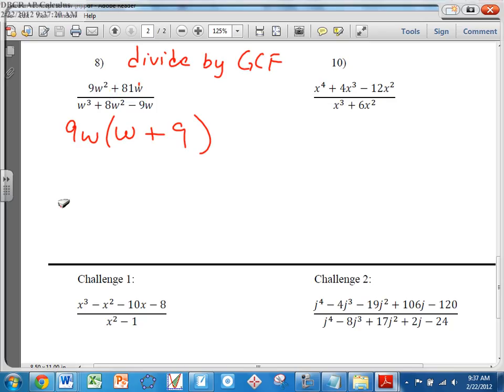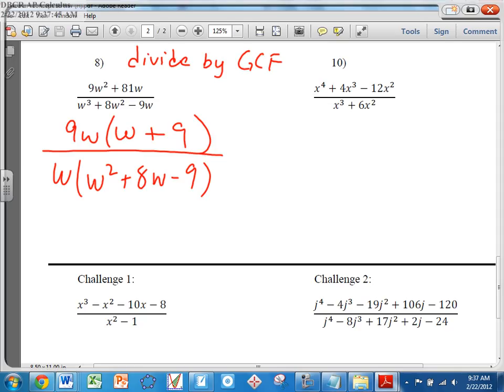Denominator, what's the GCF in the denominator? 9. No. W. What's in everything? W. Just the W. Again, look at the denominator. It looks like there's an 8 and there's a 9. What might be the factors of that? But all I care about is the W that's there. The W is the one that's important. It's in every term. And notice my W will cancel with the numerator. I'm left with W squared plus 8W minus 9.